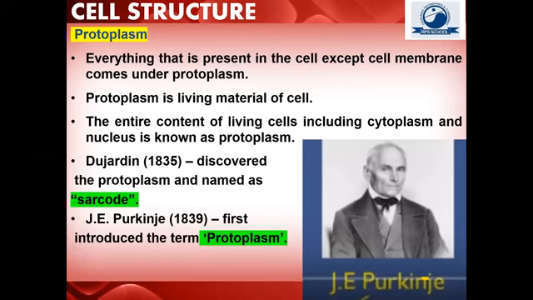Protoplasm. Everything that is present in the cell except the cell membrane comes under protoplasm. Protoplasm is the living material of the cell. The entire content of living cells, including cytoplasm and nucleus, is known as protoplasm. Dujardin in 1835 discovered the protoplasm and named it sarcode. But in 1839, J.E. Purkinje first introduced the term protoplasm.